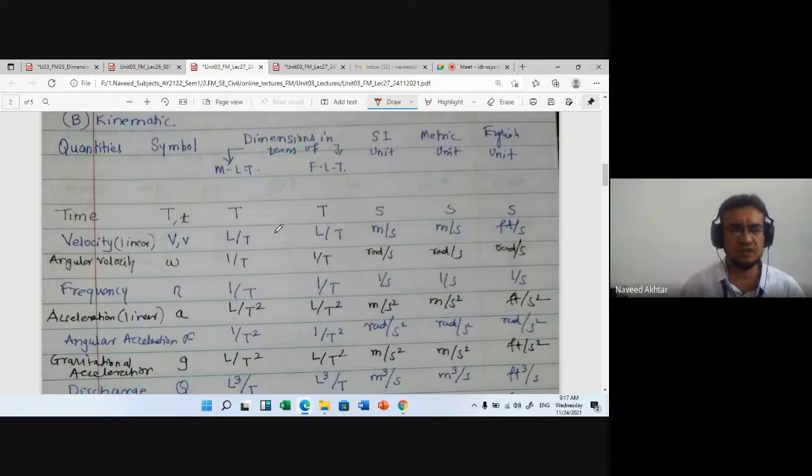So here you can see the quantity is nothing but time, generally symbol t or small t, and the dimension of that is capital T. The SI unit is second, the metric unit is second, and the English unit is also second. Similarly, velocity is meter per second. If you write down the dimension, it is length upon time. Time we measure in seconds, and length we measure in meters. So meter per second is the velocity.